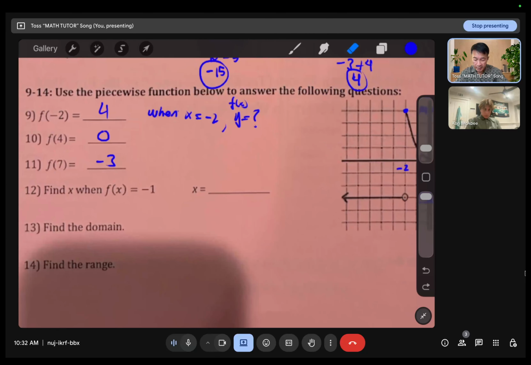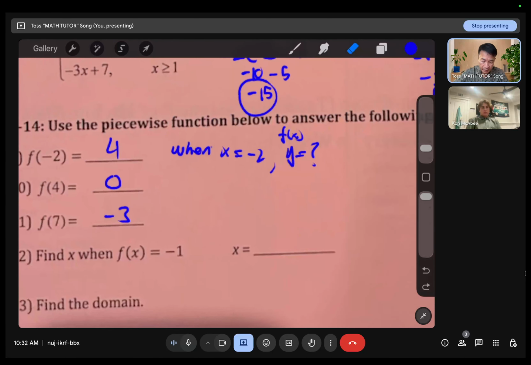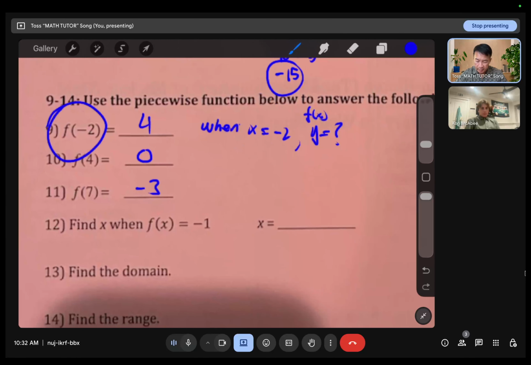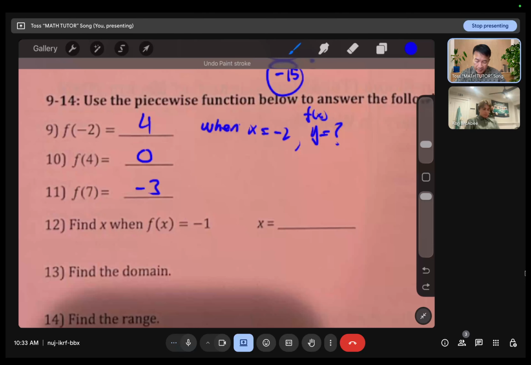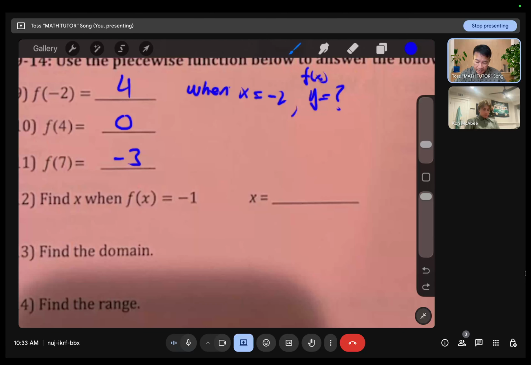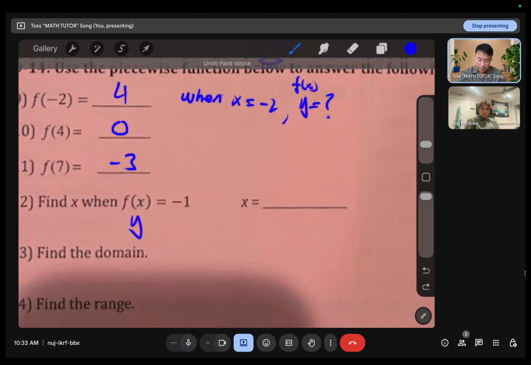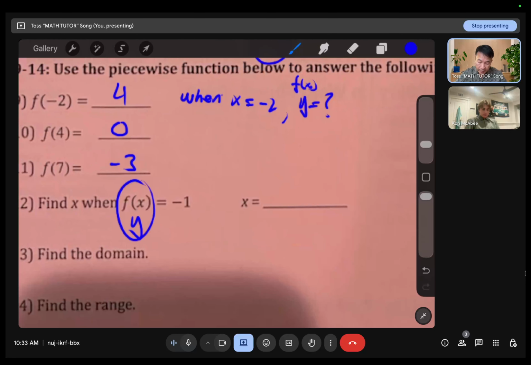Now, this one is different. That's why I wrote this thing right here, to help you interpret the notation. When you see this notation, it's asking, what is your y when your x is negative 2 or 4 or 7? But this time for 12, it's asking, find x when your y, remember f of x is y, that's why I wrote the f of x like that. Your f of x is your y. So find x when your y equals negative 1. Same thing. Is that okay?